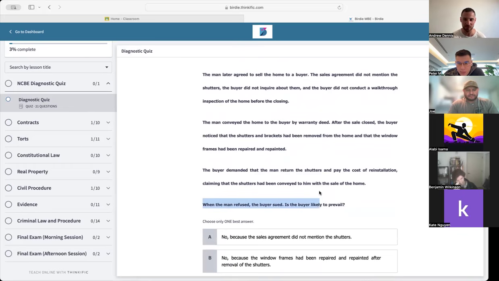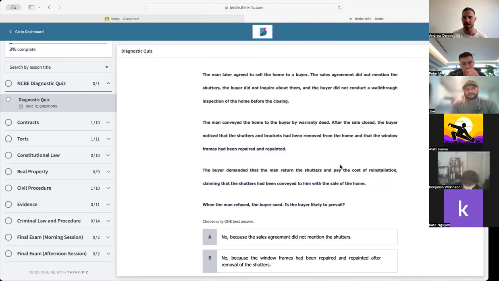When the man refuses, is the buyer likely to prevail? The man later agreed to sell the home to a buyer. The sales agreement did not mention the shutters. The buyer did not inquire about them, and the buyer did not conduct a walk-through inspection of the home before the closing. The man conveyed the home to the buyer by warranty deed. After the sale closed, the buyer noticed that the shutters and brackets had been removed from the home and that the window frames had been repaired and repainted. The buyer demanded that the man return the shutters and pay the cost of reinstallation, claiming that the shutters had been conveyed to him with the sale of the home. When the man refused, the buyer sued. Is the buyer likely to prevail?